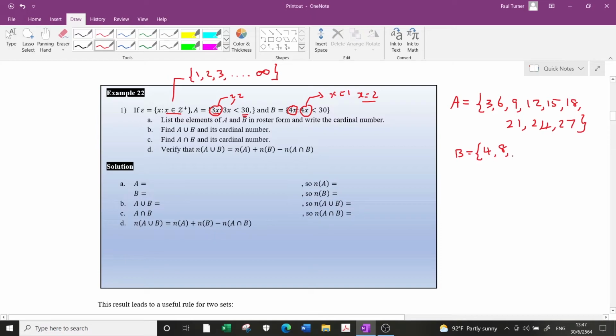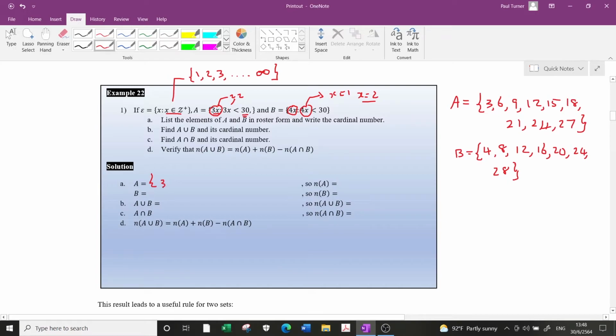So 2 4s are 8, 3 4s are 12, 4 4s are 16, 5 4s are 20, 4 6s are 24, 4 7s are 28. And we need to stop there because 4 8s are 32. So these are the two sets. We can write them here.